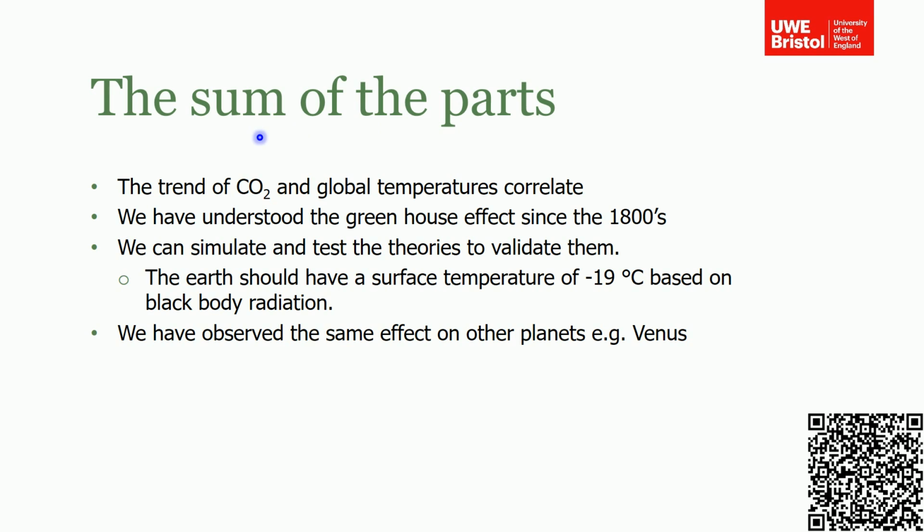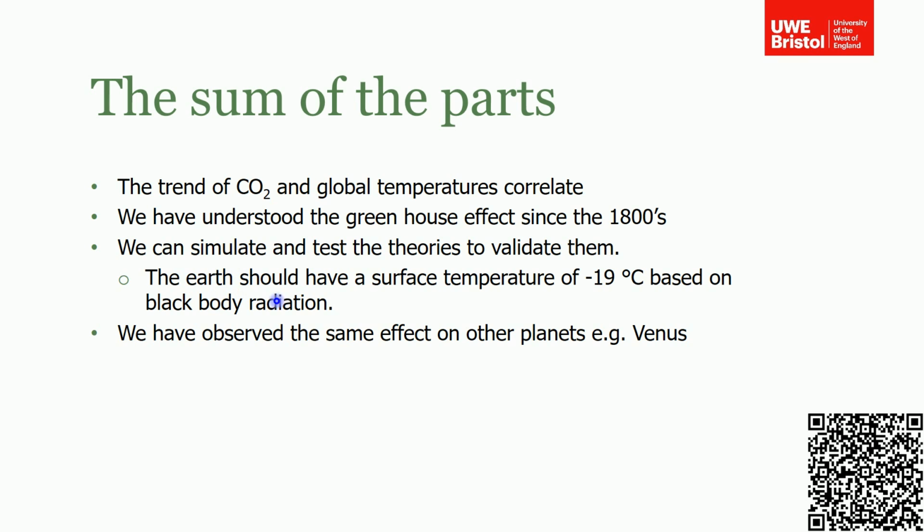However, when you take the sum of the parts, when you look at the trend of carbon dioxide, global temperatures and sea level rising, they do all correlate. When you add that with the fact that we've understood the greenhouse effect since the 1800s, we can do it in a lab. We show that increasing the carbon dioxide in the atmosphere will create this effect and warm the surface. We can create simulations, and those tie up with what we observe in practice.